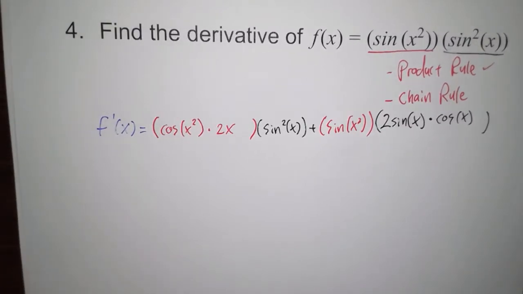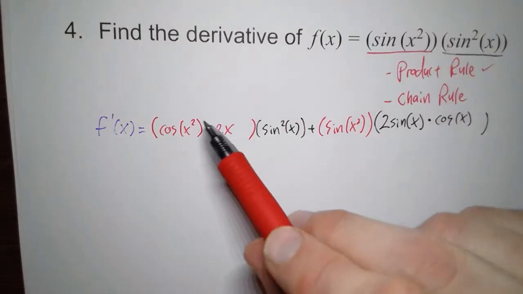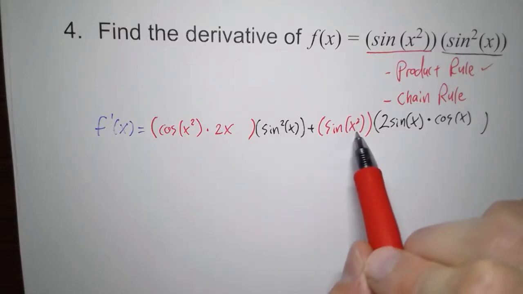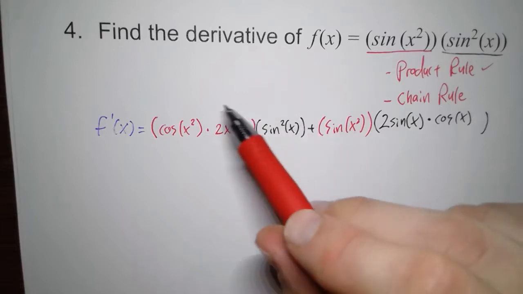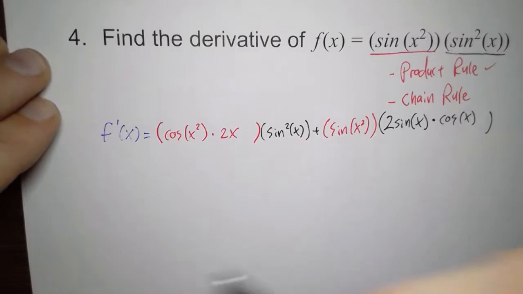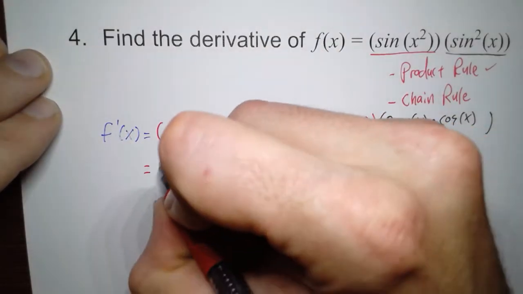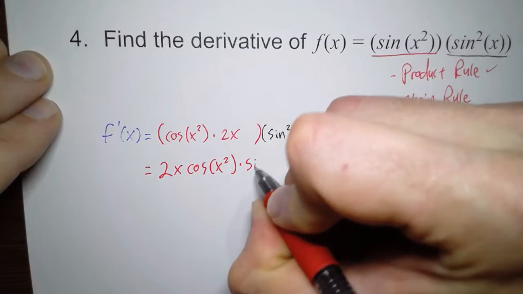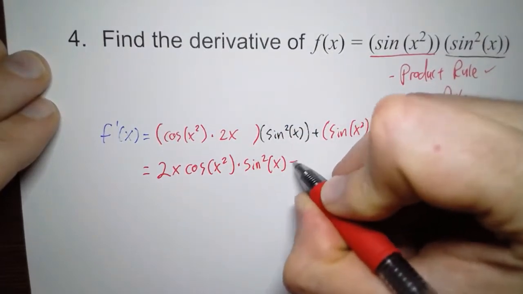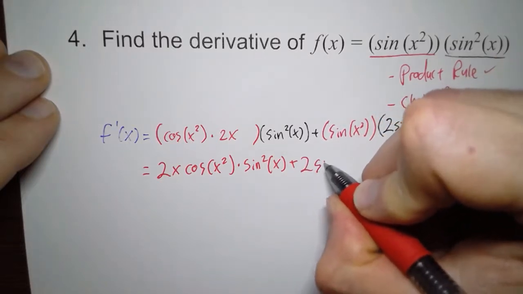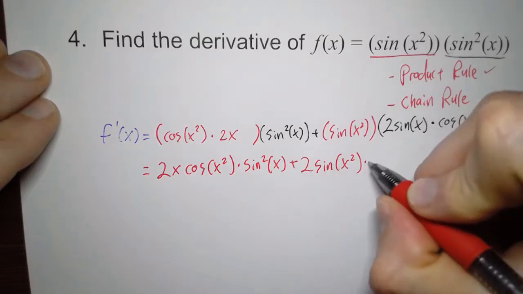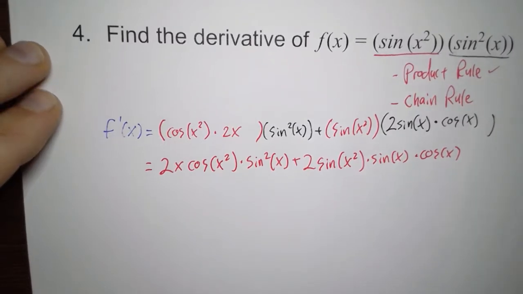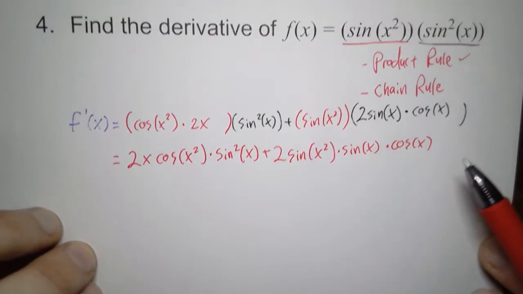And as we look at this, we ask what terms can be factored out of both. Here we have cosine x squared, here we have cosine x, not the same. Here we have sine squared of x, here we have sine x squared, not the same. Now we could factor out a 2, but it's almost a moot point. So for our purposes, we're just going to write this as 2x cosine of x squared times sine squared of x plus 2 times sine of x squared times sine of x times cosine of x. Since there's nothing else we can really factor out, that is our final answer for this one.